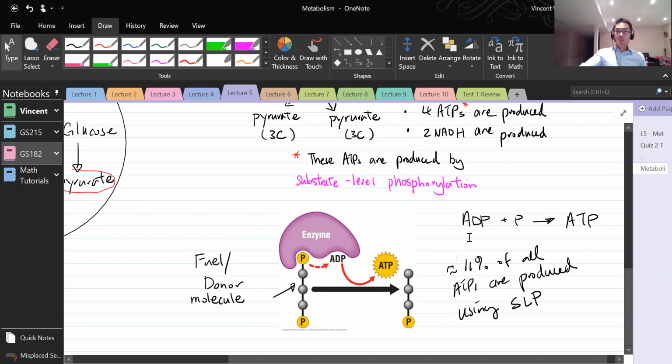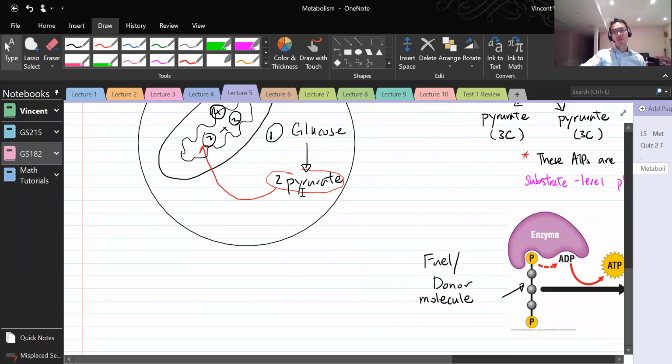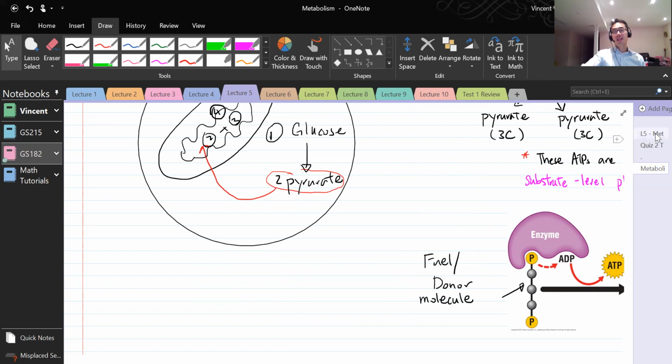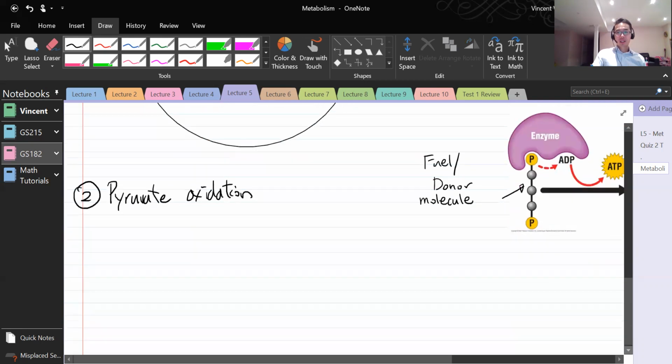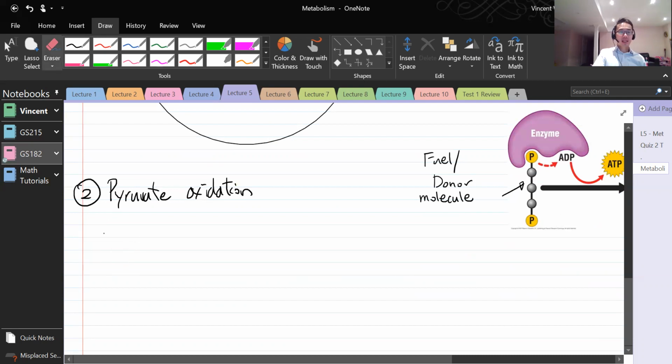So what's going to happen next? The suspense. What happens next is the pyruvate, the 2 pyruvate that we just produced. Remember, each of them contains 3 carbons, right? That is going to go into the matrix, which is the innermost portion of the mitochondria. So step number 2 in the matrix. Now we're going to do pyruvate oxidation. In here, 3 things are going to happen.